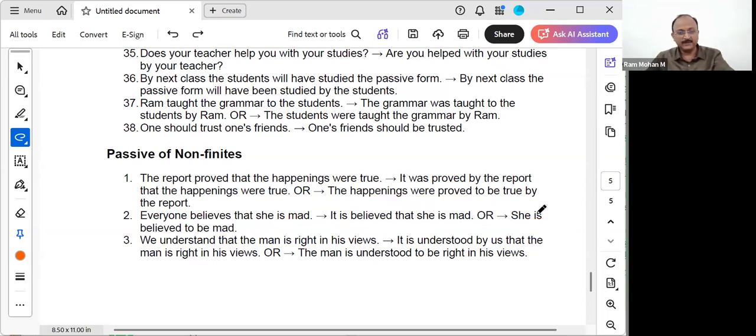The last example we'll see. We understand that the man is right in his views. Yes, he is right in his views. So what we'll say? The man is, we understand. So past form it will become understood. To be right in his views. The man is understood to be right in his views. By us, we can write it, but that's not necessary. Correct? No? Also, we can write it as it is understood by us that the man is right in his views. This method also we can use.